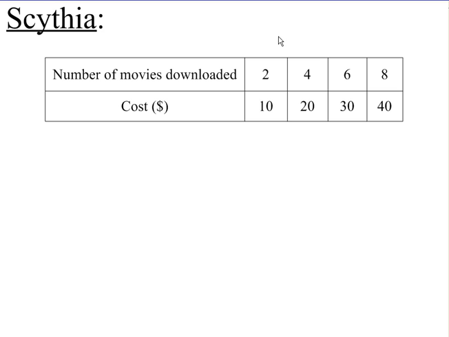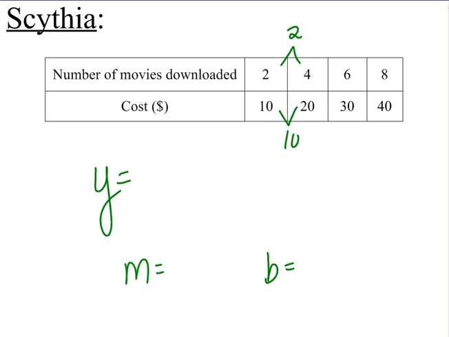Second company we're going to look at is Skithia. What Skithia does is that we have a table here which shows the number of movie downloads and how much each costs. So we need to create an equation so that we can compare these all as equations. We know we need y equals, and we need to find what our slope is and what our y-intercept is. When we take a look at slope, we see that the x value, or the number of movies downloaded, changes by 2, and the cost changes by 10. So when we take those two numbers, 10 divided by 2, we end up with 5. So we know that our cost is $5 per movie.